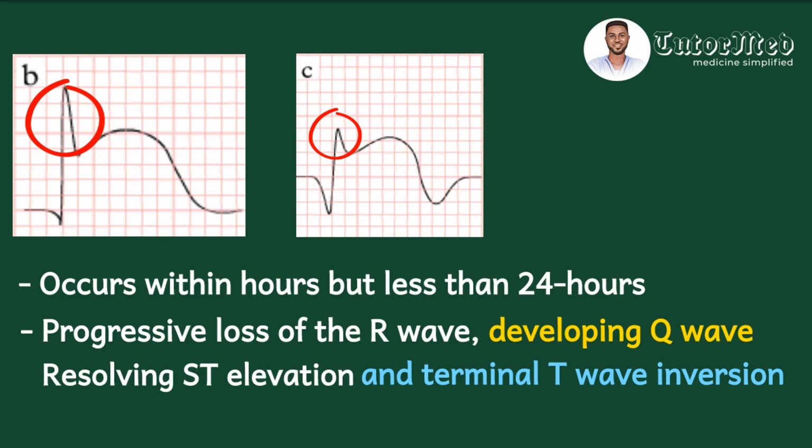And then this is the Q wave on the previous ECG, and on this ECG, notice that it has deepened here, hence there is development of pathological Q waves, and then as you can see, there is T wave inversion as shown in picture C.